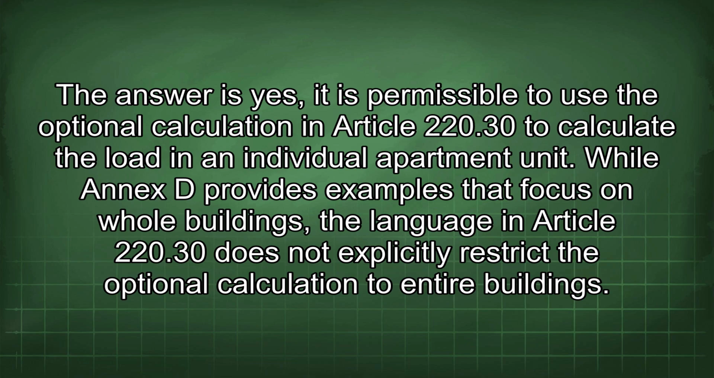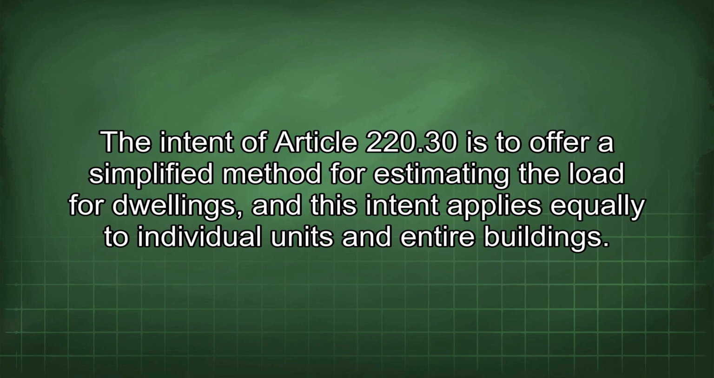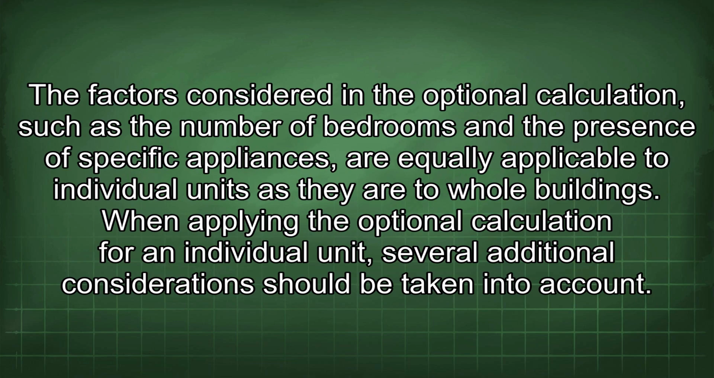The answer is yes, it is permissible to use the optional calculation in Article 220.30 to calculate the load in an individual apartment unit. While Annex D provides examples that focus on whole buildings, the language in Article 220.30 does not explicitly restrict the optional calculation to entire buildings. The intent of Article 220.30 is to offer a simplified method for estimating the load for dwellings, and this intent applies equally to individual units and entire buildings. The factors considered in the optional calculation, such as the number of bedrooms and the presence of specific appliances, are equally applicable to individual units as they are to whole buildings.